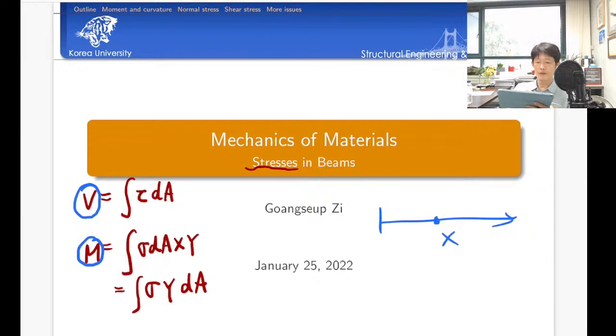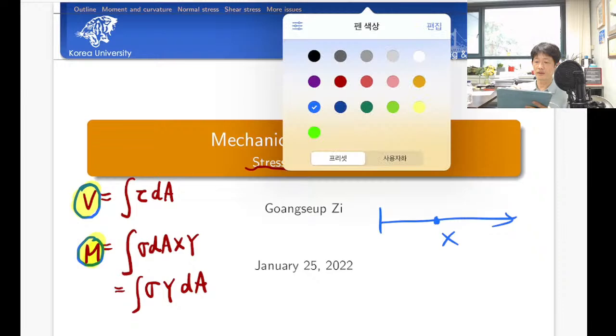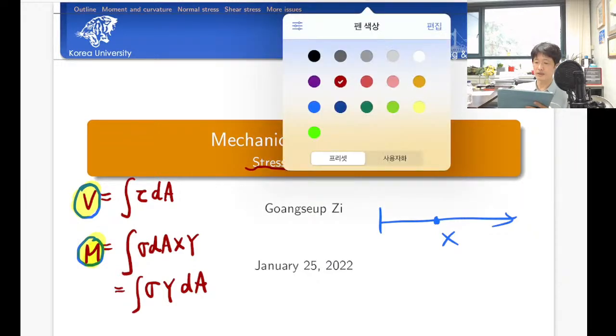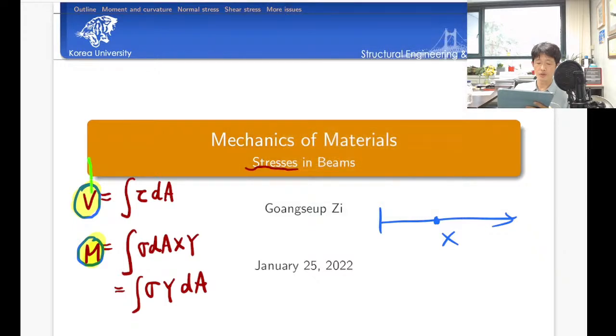So now we have the information of the shear force and the bending moments. What we want to do today is draw a relation between the internal forces and the stress, okay? Internal force and then stress. That's what we want to do. From the shear force, I want to draw the information of the shear stress, and from the moment, I want to draw the information of the normal stress. That's what we want to do. You understand? Okay?